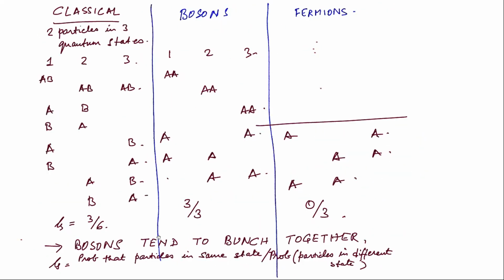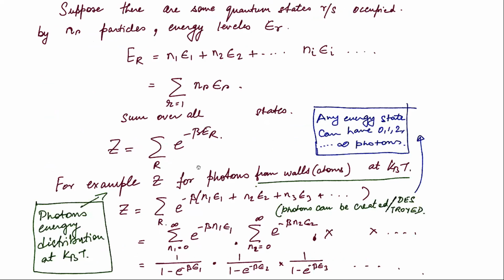So basically, the point is that fermions like to spread out and occupy different states when there are multiple particles. On the other hand, bosons prefer to club together, bunch together. Now, the energy of the microstate is now specified.